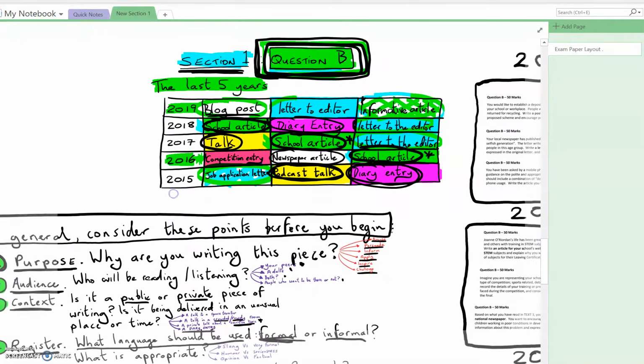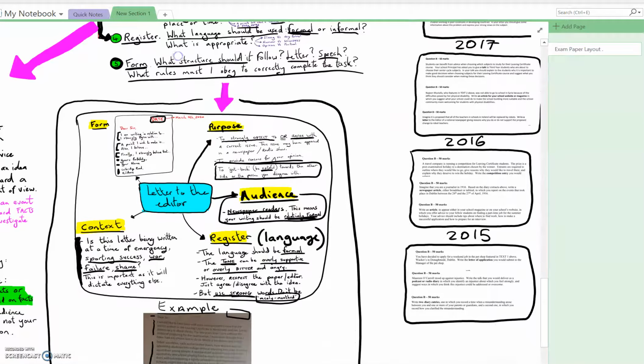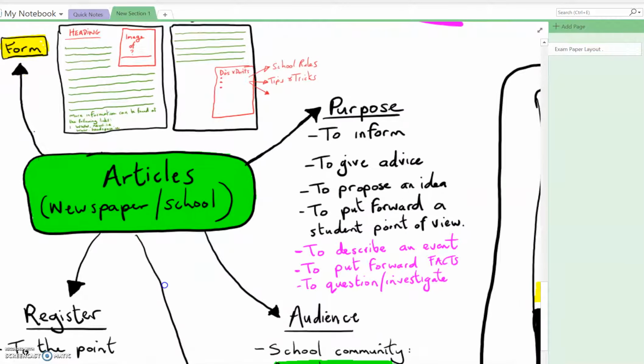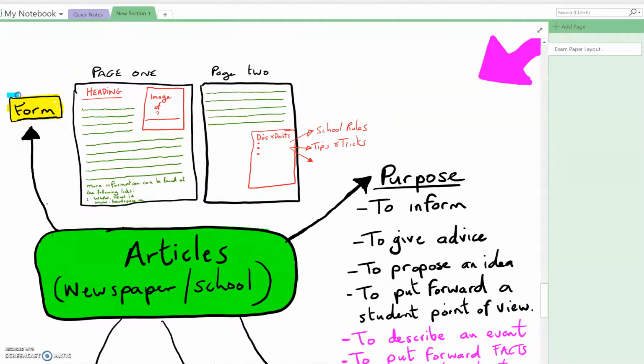So just like we looked at the letter to the editor in the previous video, we'll now look at these newspaper articles. And I suppose the first thing we'll look at is the form that they should take. What should they look like on the page when you write them? It's always nice to start with this because we need to have a mental picture in our head of what our answer should look like. And if we know that, we can then more easily set about planning it and actually doing it.